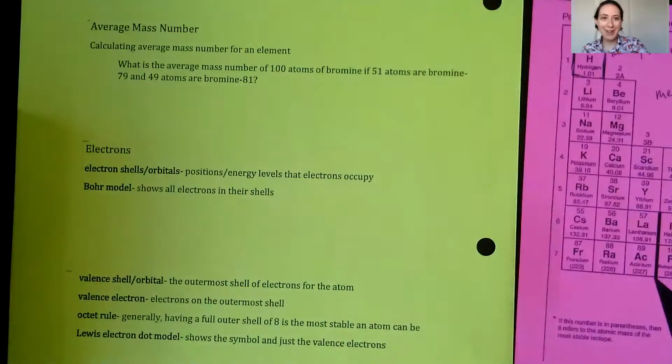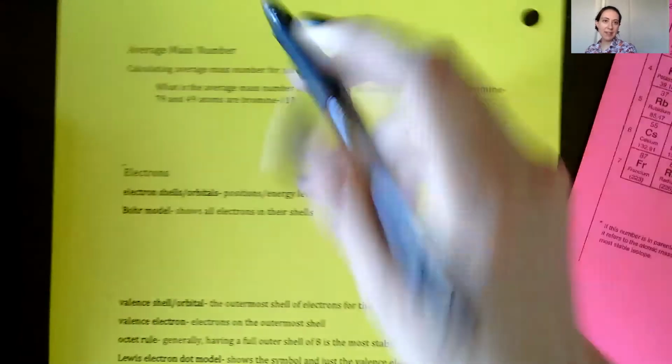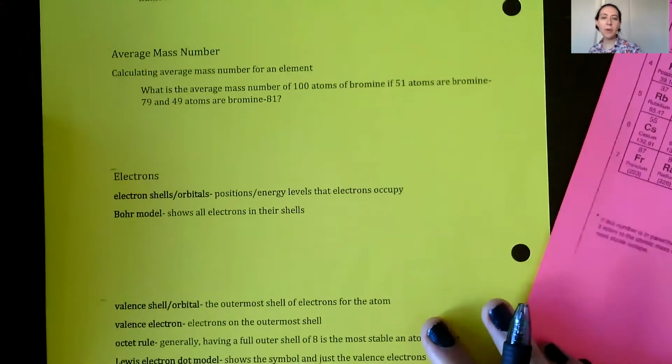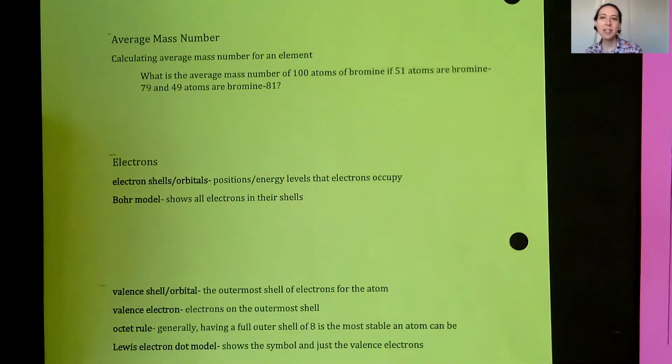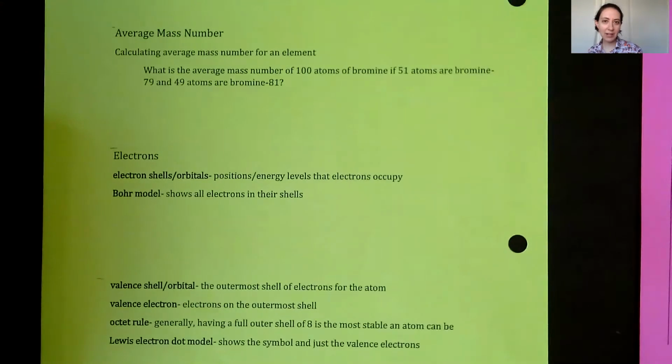This one I'm not going to do with PowerPoint. We're just going to show you the notes. And here they are. Wonderful. Okay, so we are in the average mass number section right here. And we are going to calculate the average mass number for bromine. So this is the scenario we've been given.